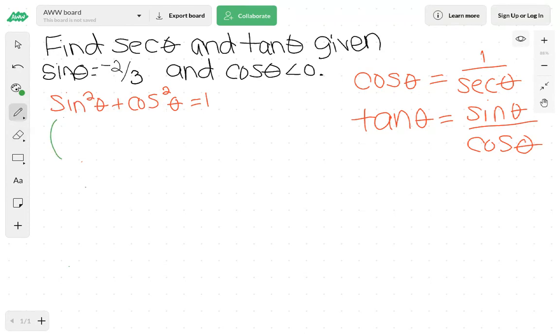So to start off, using this Pythagorean identity, I'm going to do negative 2/3 squared for my sine. So negative 2/3 squared plus cosine squared, which I don't know, is equal to 1. When we square, remember that squaring means a number times itself. So negative 2/3 times negative 2/3. A negative times a negative is a positive. And I know 2 times 2 is 4, and 3 times 3 is 9.